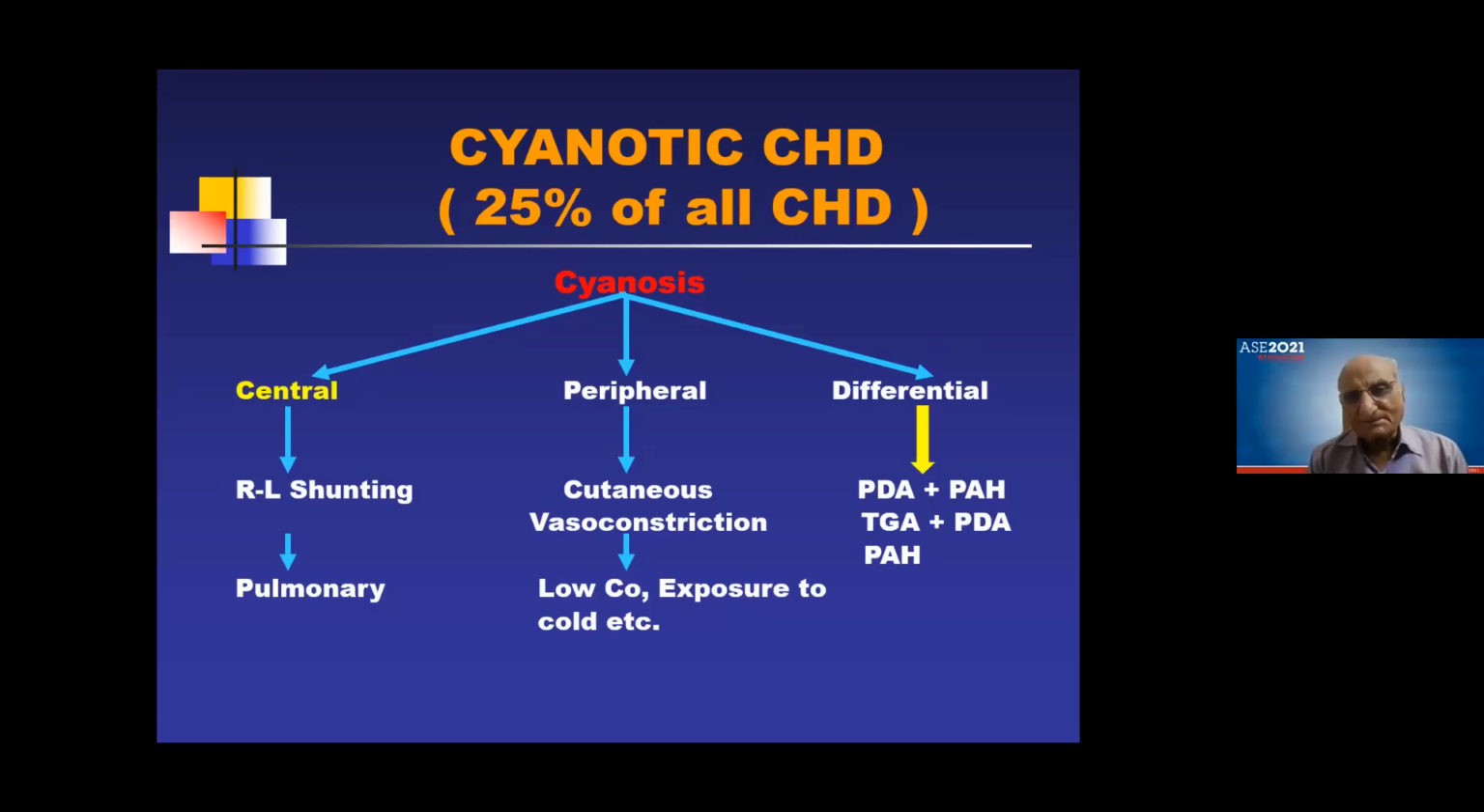Similarly, sometimes a TGA with a PDA and pulmonary hypertension, they have cyanosis of the arms, nails also, but less in the lower part. But the commonest differential cyanosis, if we see now, is a patent ductus arteriosus with increased pulmonary vascular resistance, which produces cyanosis in the toes as compared to the other ones. But what we are dealing with today is mostly right to left shunting.